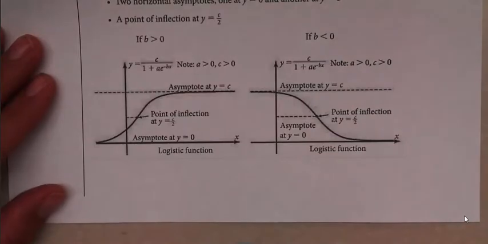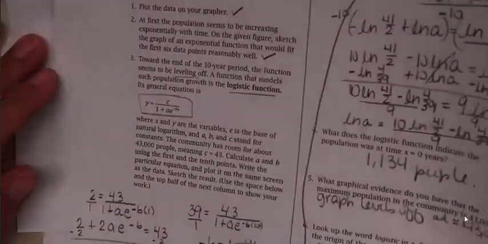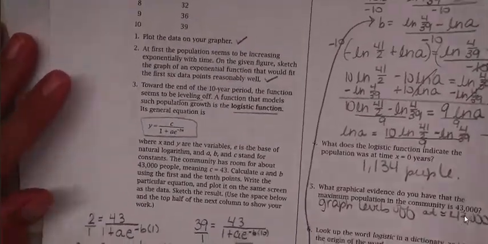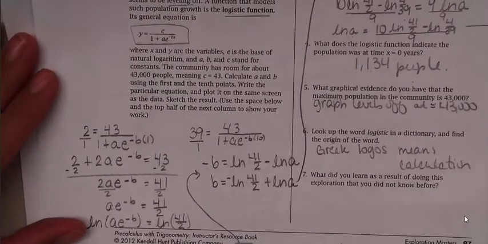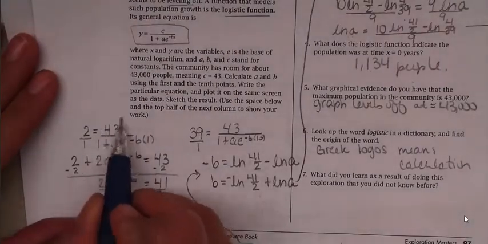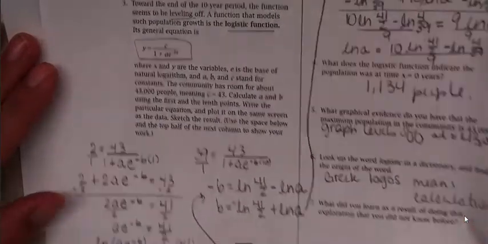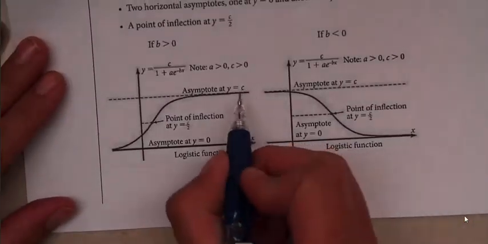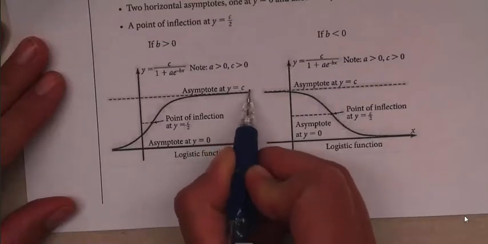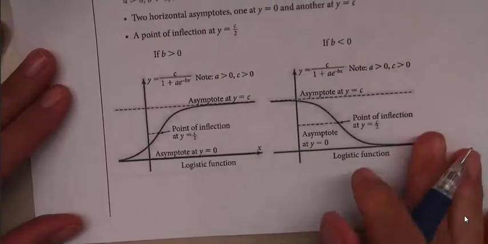Where did that come from? Let's go back to our exploration. Where in here do we see 43? Well, 43 was our C, right? So your upper asymptote comes from your C. The asymptote up here is always going to be where y equals C.